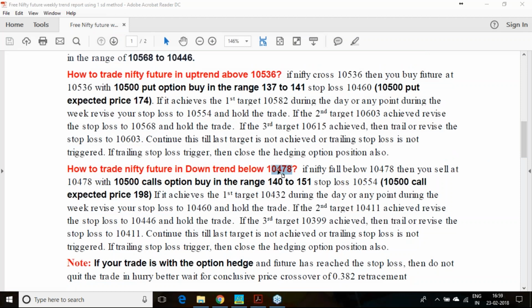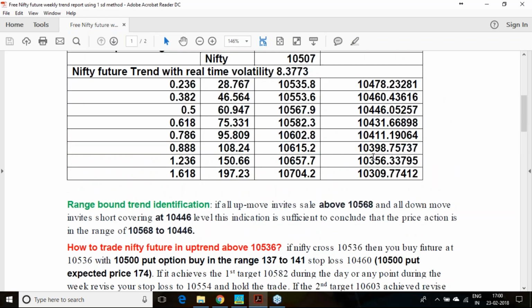So if you are selling at 10,478, you must hedge with the 10,500 call option. Currently it is at 160 level. At that particular time, you can get it in the 140 to 151 range. And the stop loss for this selling trade will be 10,554. If the stop loss hits, then the call option which you have bought will be trading in the 198 range. First target for your selling trade will be 10,432. Second will be 411. Third will be 399.